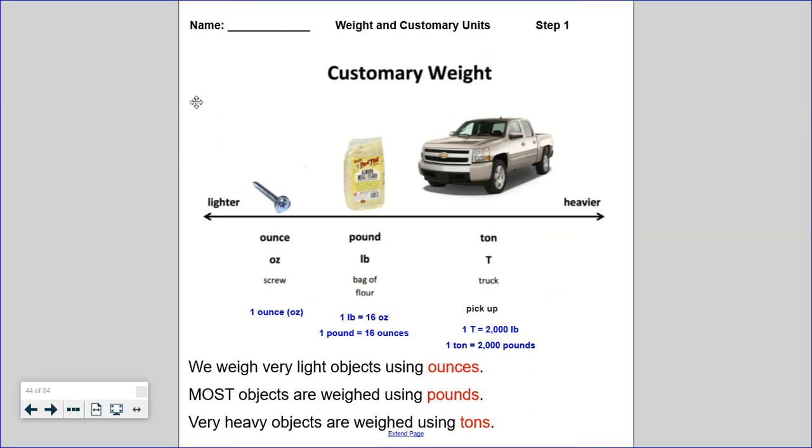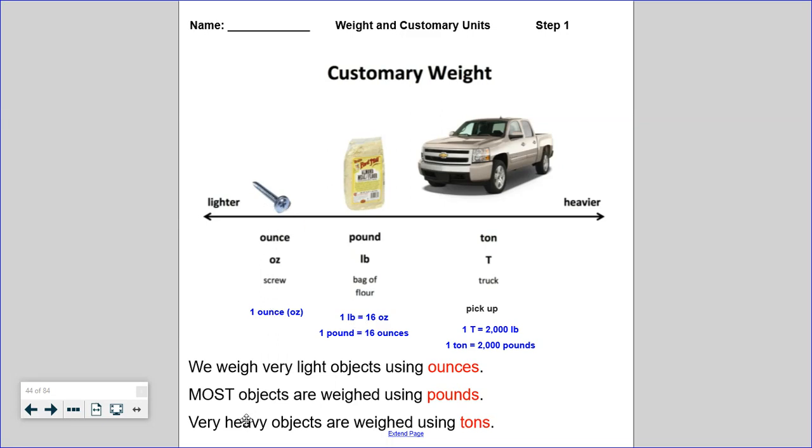So, what are the units of customary weight? They're ounces, pounds, and tons. We measure very light objects using ounces, and I'm going to give you more examples of this in just a moment, but one screw or one nail is about an ounce. It's pretty light. Most objects we weigh using pounds, so anything from medium light to pretty heavy, we would use pounds. Like a bag of flour might weigh about a pound. A pound, by the way, is the equivalent of 16 ounces. So 16 of these would be a pound.